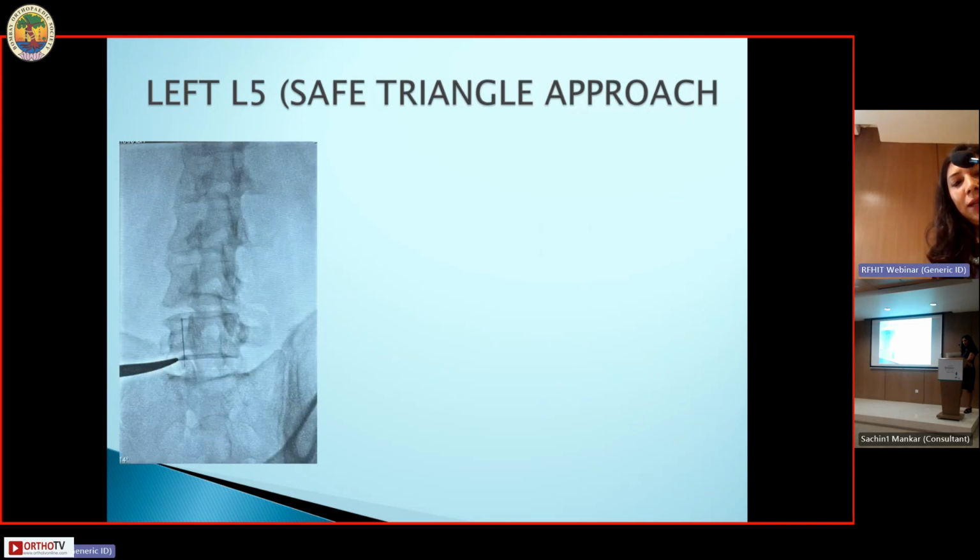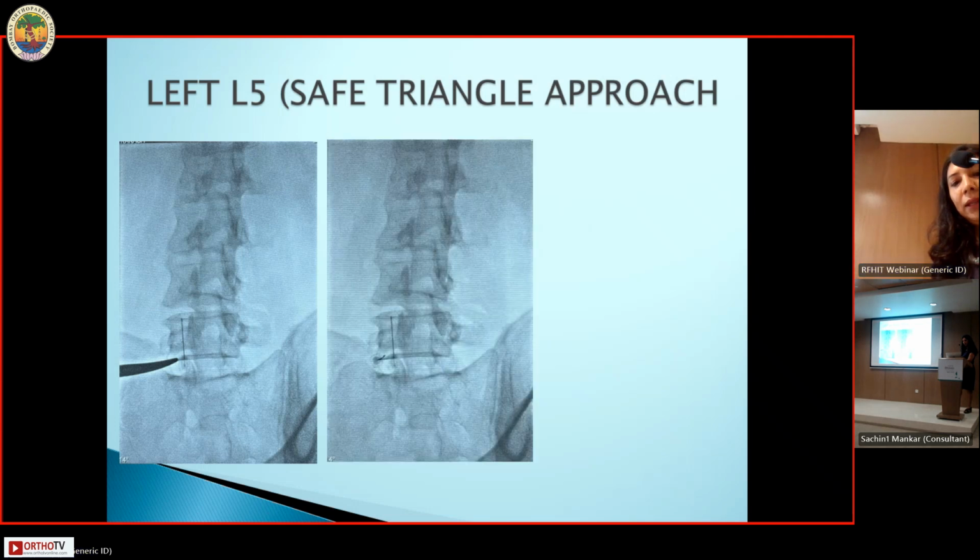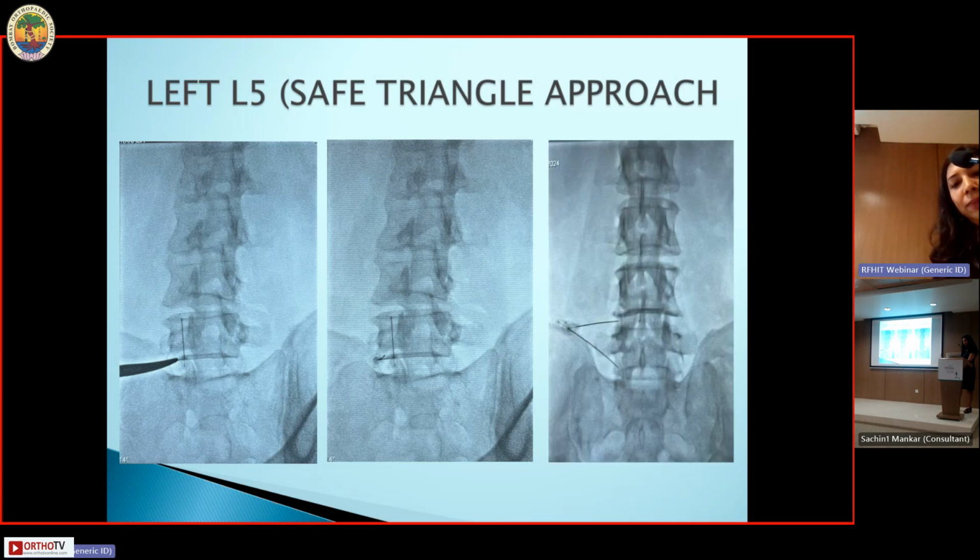Now I'm going to be doing the L5 transforaminal. For the L5, I've done the safe triangle approach. Again, you square the vertebra in oblique position, 15 to 20 degree oblique to the ipsilateral side, square the vertebra, square the end plate, so that you're properly in the superior part of the aspect of the foramen. Then using the spinal needle, again using coaxial imaging, direct the needle towards the superior aspect of the foramen.